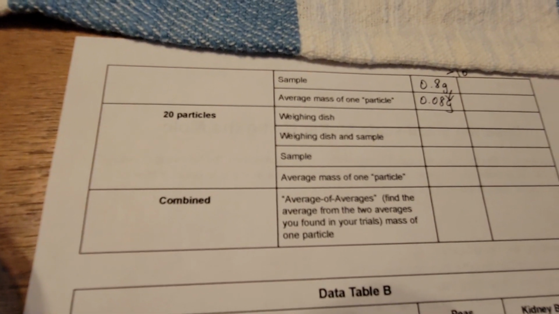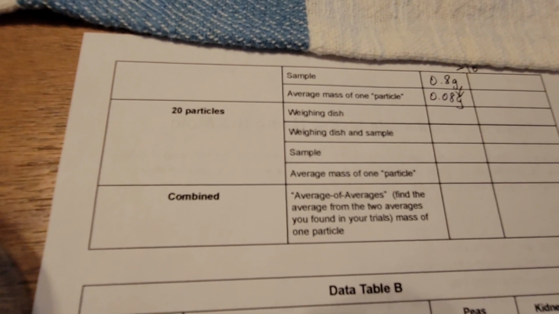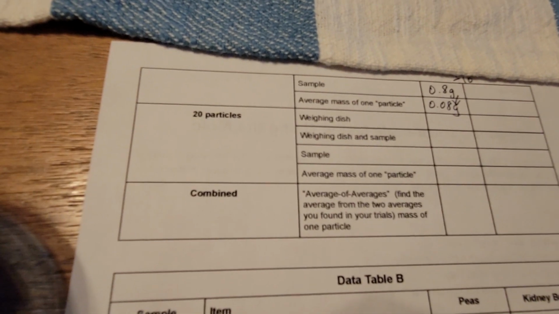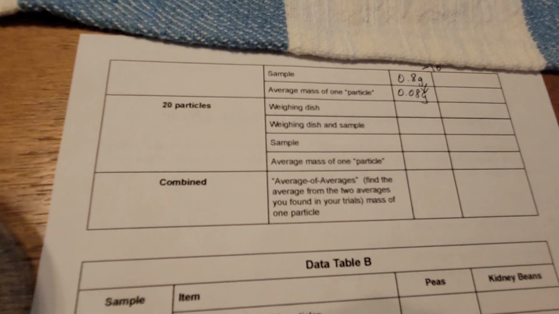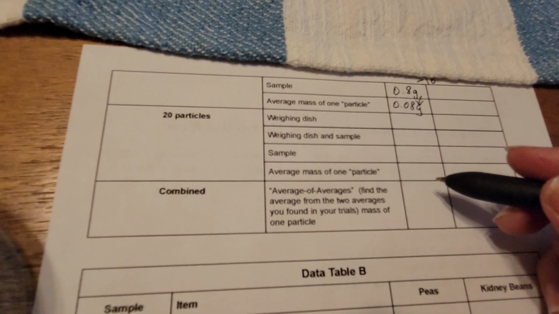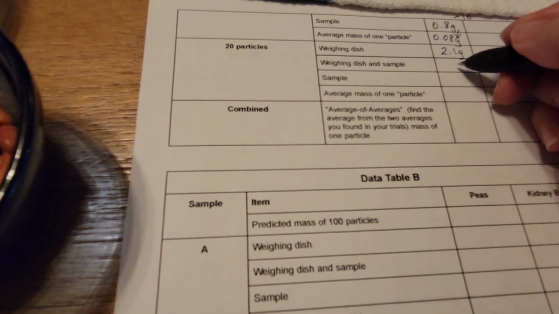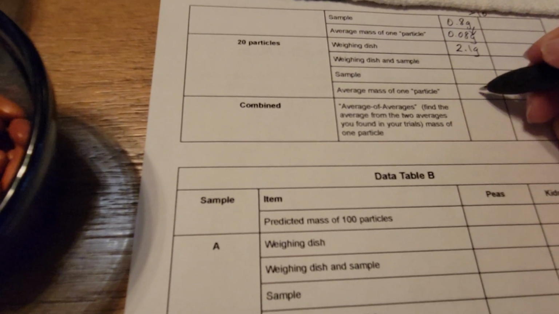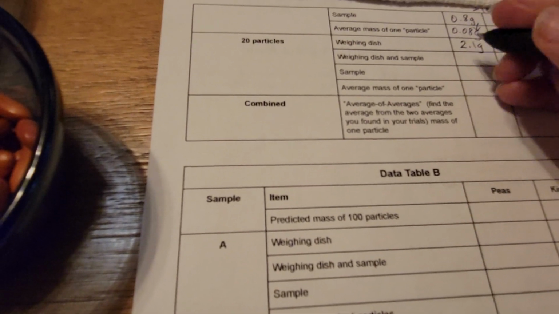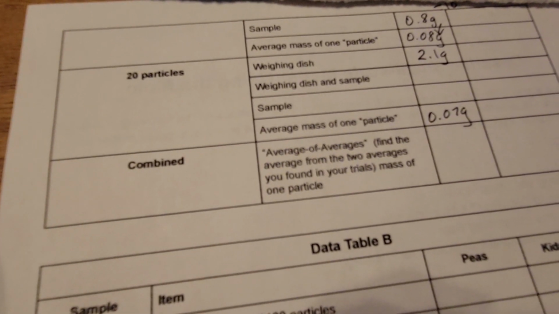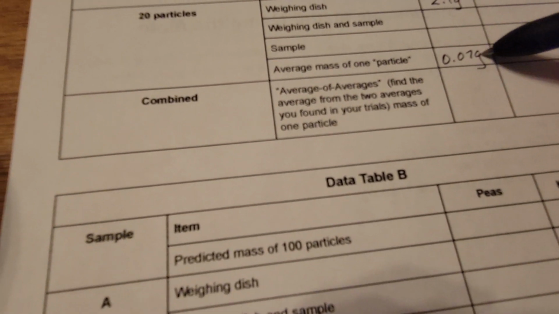Then you repeat exactly the same steps, but now you put 20 peas in it instead of 10 and see what the average comes out to be. Let's say I repeat it again. I weigh my weighing dish again, still 2.1 grams. I get the weighing dish and the sample, and then find the average mass of one particle. Let's say this time it's 0.7 grams, a little bit less than last time.